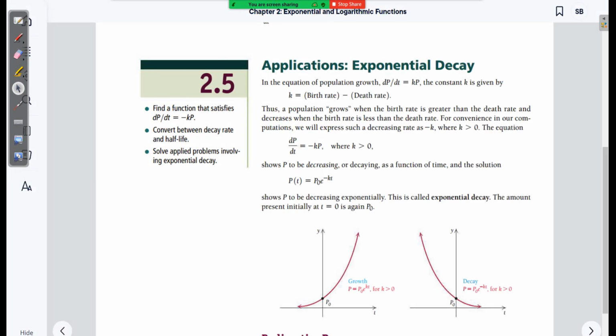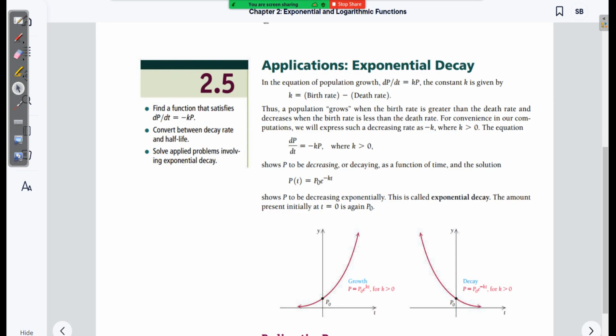So today we're talking about Chapter 2, Section 5, Applications of Exponential Decay. Alright, so in 2.4 we talked about exponential growth. Now we're going to be talking about exponential decay.